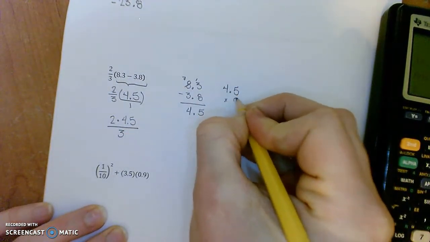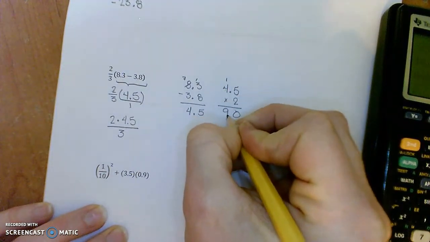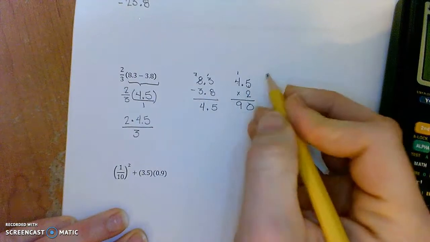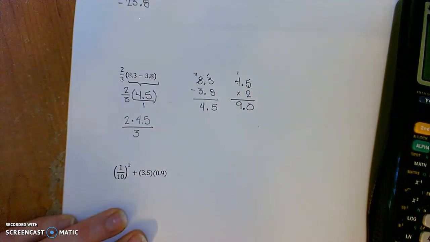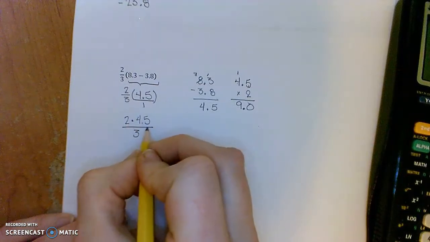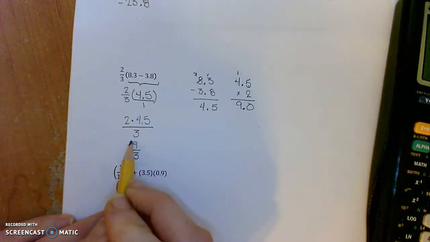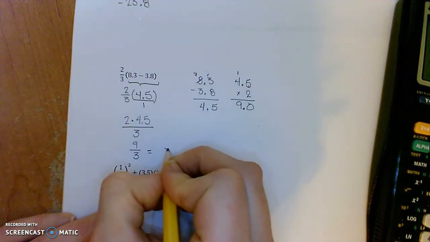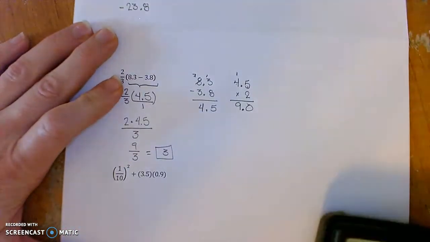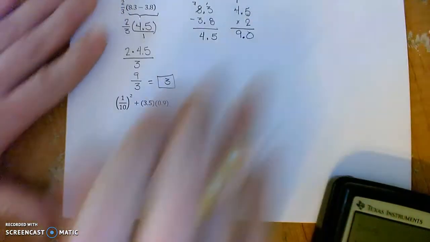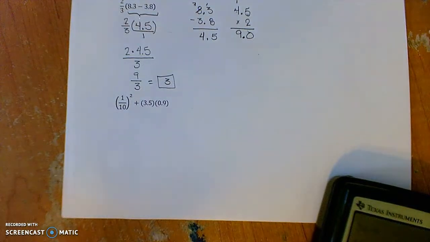4.5 times 2. 2 times 4 is 8 plus 1 is 9. One place after the decimal here, so there should be just one place after the decimal in my answer. So that is 9. So this becomes 9 divided by 3, and we know that 9 divided by 3 is just 3. All right, let's do one more problem. This one I will also not use my calculator for. And again, I want you to go kind of half and half there.